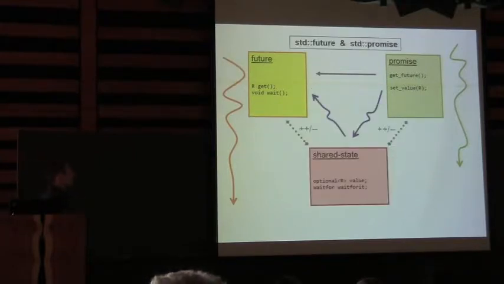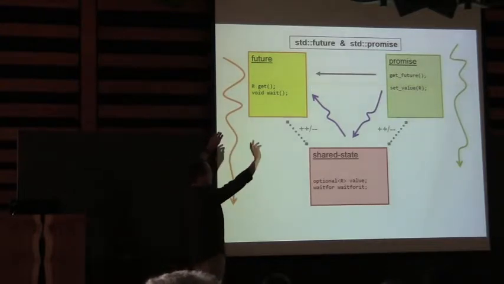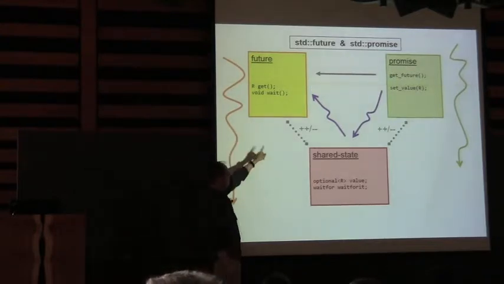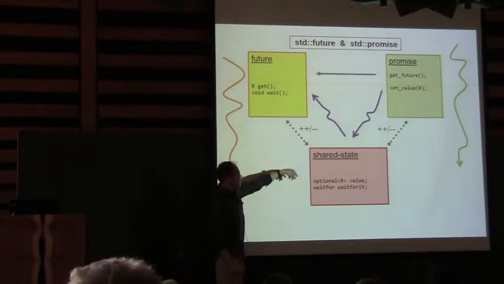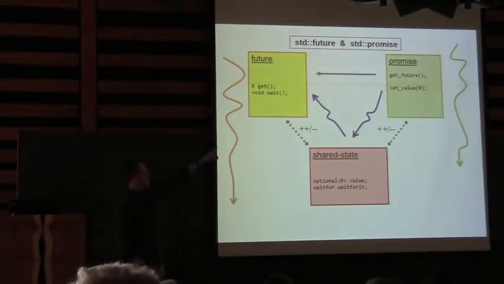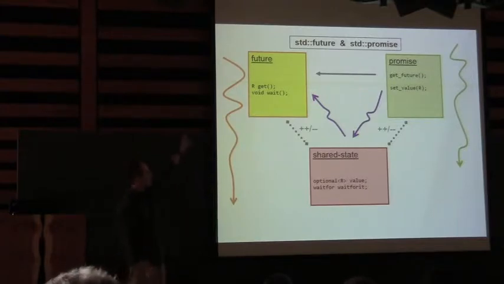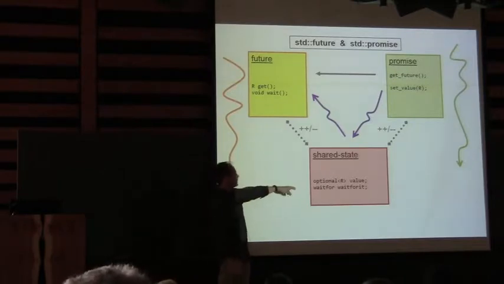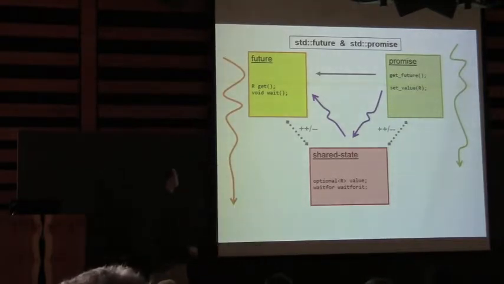So basically, this is what it looks like. This is, in a nutshell, standard future promise. You have this shared state that is independent of the two things, because both of those guys can move all over the place, and they have probably a shared pointer, some reference counting pointer to the shared state. When you want to set the value, you set the value over here, and when you want to get the value, you come over here and get it. And if the value is not ready yet, you wait for it.